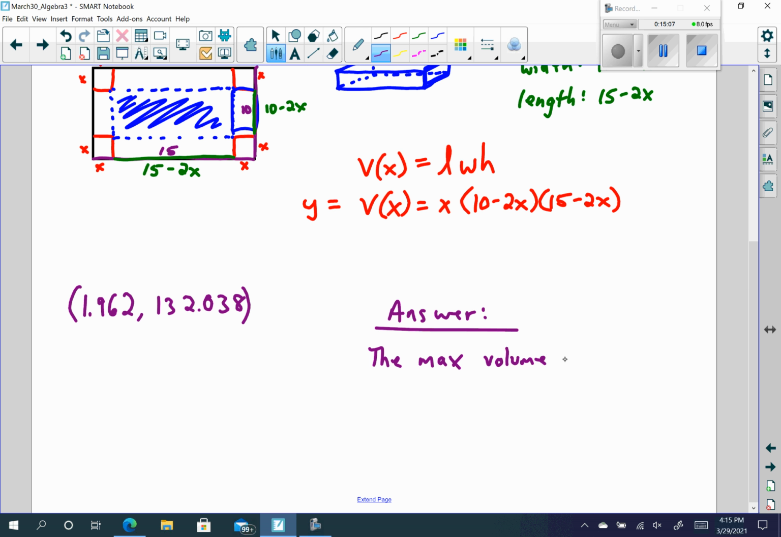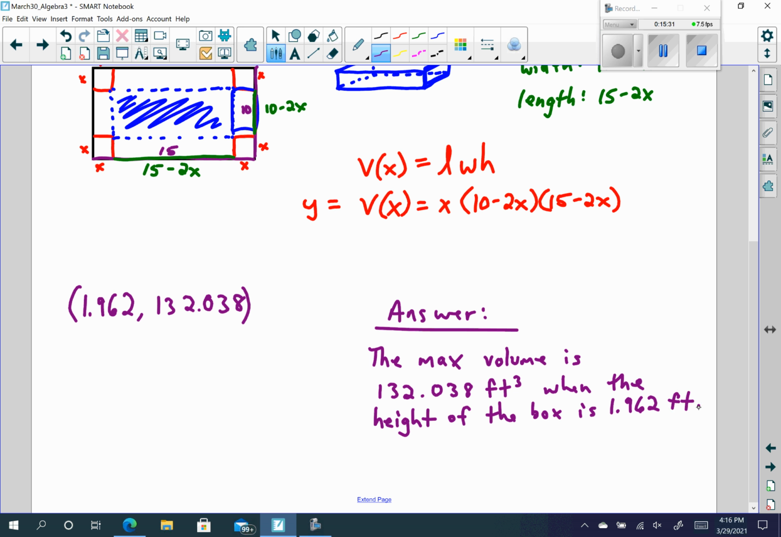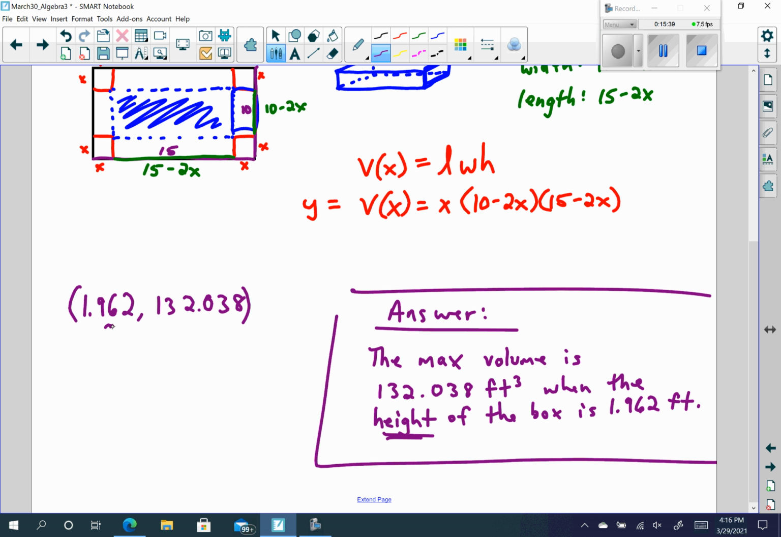The max volume is the same as the y value, is 132.038. We're in feet, and volume would be cubic feet, when the height of the box is 1.962 feet. And again, x is the length of the side of the square, but that's a little wordy. We could just call it the height. This is our answer. This is just what we got from looking at the graph to help us interpret it. If you leave this as your answer, it will be wrong.